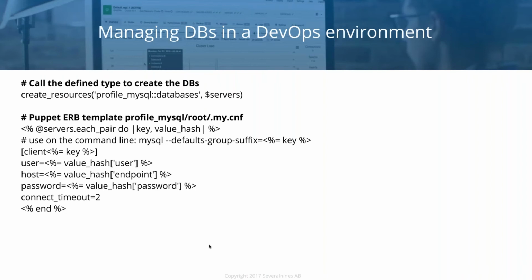And Art, if you could go to the next slide, please. I will show you the Elastic ERB template, and it's just about 6 or 7 lines. All it does is it loops through these servers hash that I pass to it. I extract some data. I set a little comment. So on the command line, you can use mysql --defaults-group-suffix equals the identifier that we specified. And then below it will add our details for us.